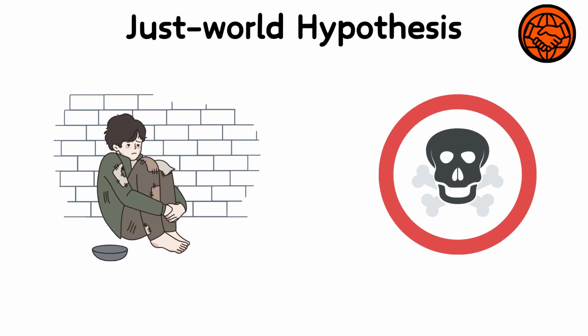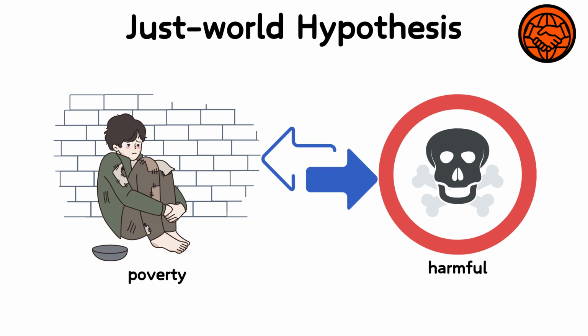For example, it can affect our response to social issues like poverty or illness, where those in unfortunate situations might be seen as responsible for their plight. This bias is not only harmful to those who suffer but also impedes social change by reducing motivation to address or rectify unjust situations.